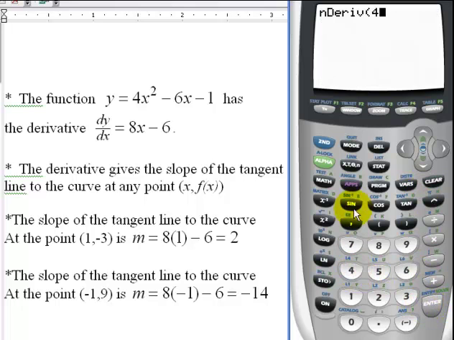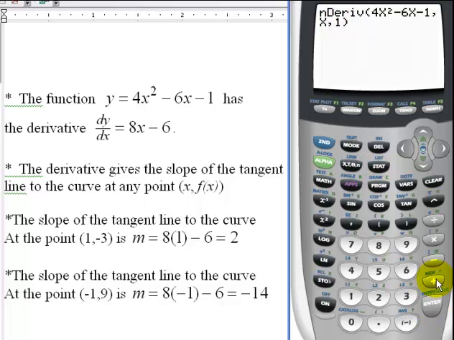And what I'm going to do is tell it to find the derivative of the curve 4x squared minus 6x minus 1. And I want to take that curve, differentiate with respect to x, and evaluate it at x equals 1. So the nderiv feature of my calculator requires 3 inputs. It requires the curve I'm going to differentiate, the variable of differentiation, and the point at which I want to evaluate the derivative.